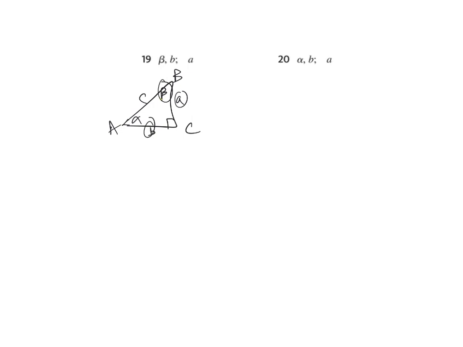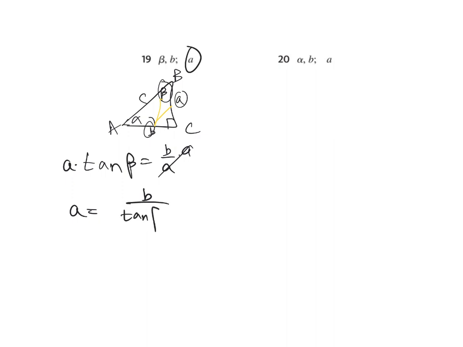So what positions are those? Opposite and adjacent, so that's tangent. Tangent of beta is equal to the opposite leg over the adjacent leg. We're supposed to solve for the adjacent leg, multiply both sides by A, and then we'll divide off the tangent of beta. So B over the tangent of beta is what A is equal to.